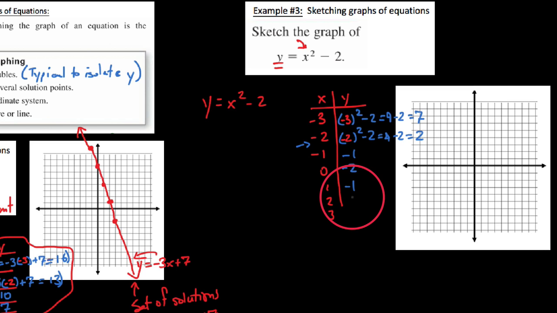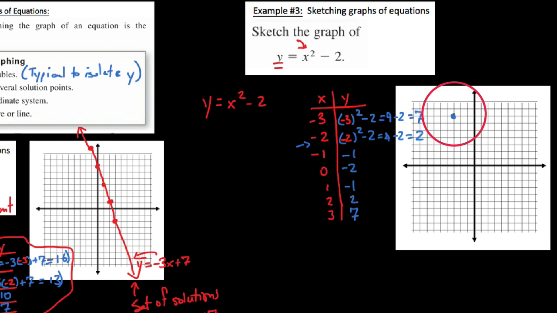We actually get 2 squared, which is 4. 4 minus 2 is 2. And then last but not least here, we're going to see that if we plug in 3, we get the same thing as when we plugged in negative 3. So we're going to put a 7 here. And then just plotting all these points, I guess just start with negative 3, 7 here. Negative 3, 7 would be left 3, up 1, 2, 3, 4, 5, 6, 7.